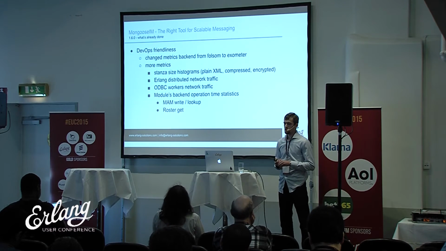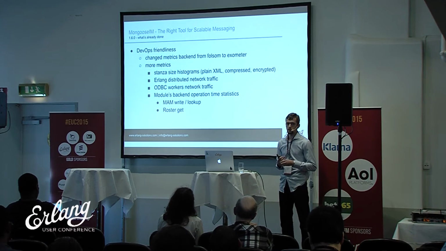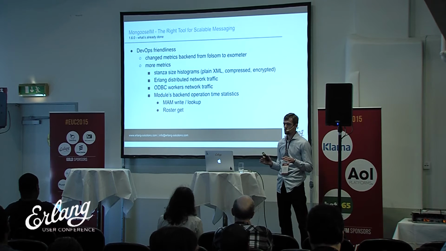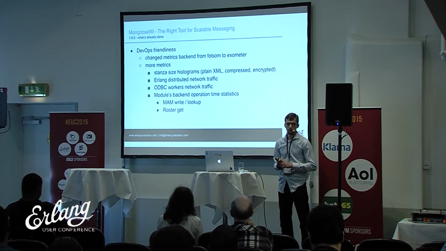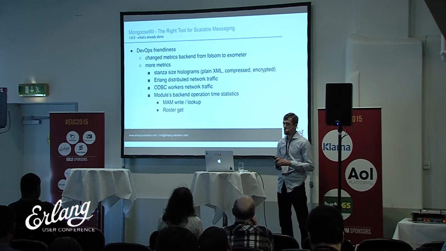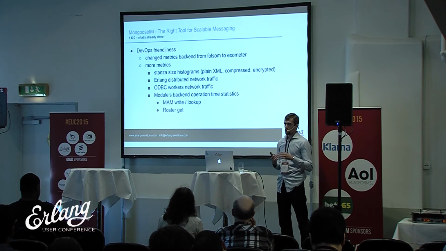What I mean by DevOps friendliness is the fact that there is no such thing as too many metrics, and to be able to observe your system correctly and to see what's going on inside, you want to have many metrics exposed by your system. And in version 1.6, we changed the existing metrics backend from Folsom to Exometer, and we also added a lot of new metrics. Some examples are stanza size histograms, counting plain XML, compressed and encrypted data size, so you can see how big the stanzas are that are sent by your clients.